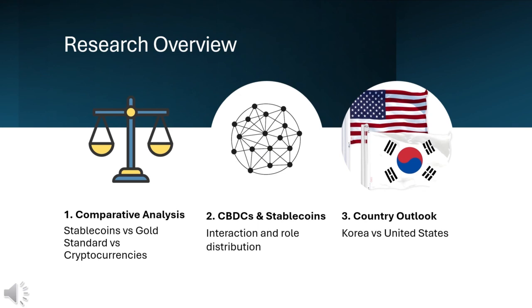We'll explore three main areas today. First, a comparative analysis of stablecoins, the gold standard, and major cryptocurrencies. Second, the interaction between stablecoins and CBDCs. And third, country-specific outlooks, focusing on Korea and the United States.